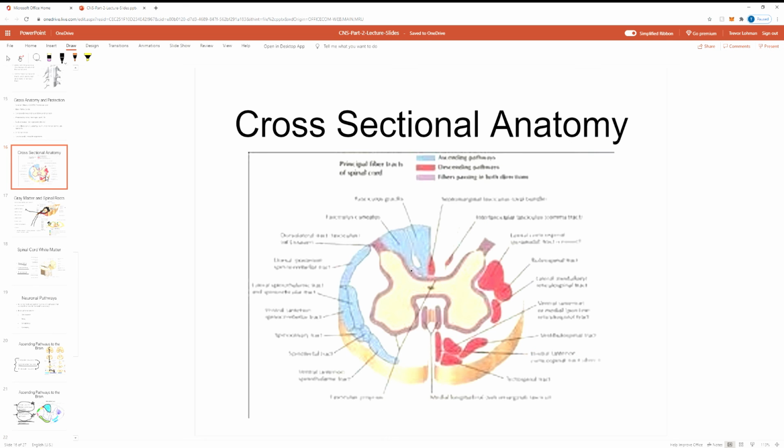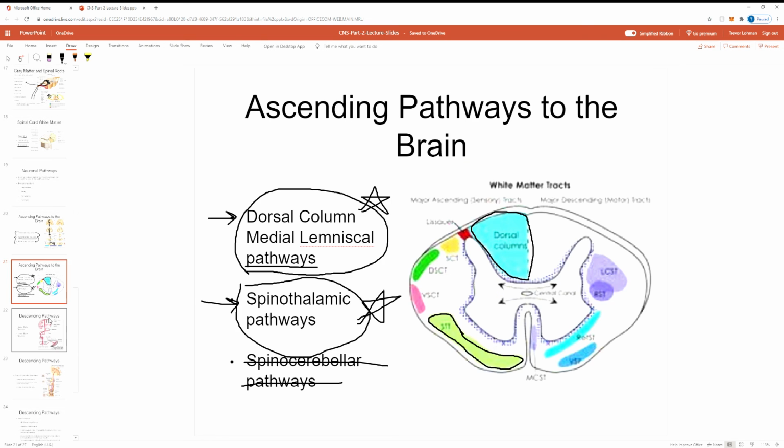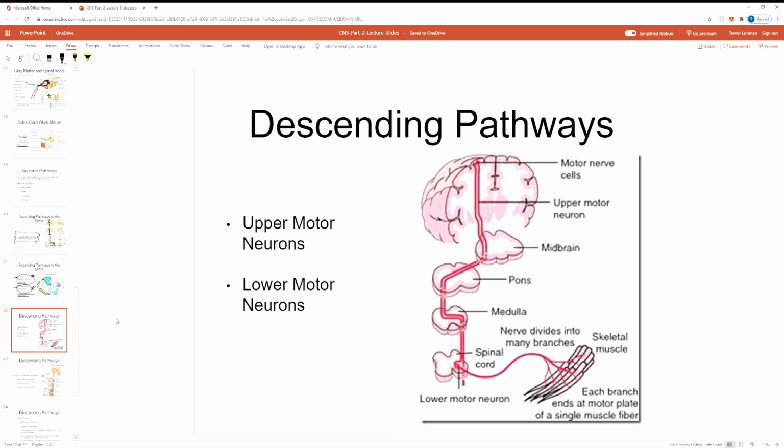Going back to this picture, blue are some examples of ascending pathways, and red are some examples of descending pathways. So you can tell there are a lot of these, and there's more than just what's pictured here too. But we're just going to talk about one descending pathway. Most descending pathways, though, follow this scheme. There's an upper motor neuron and a lower motor neuron.